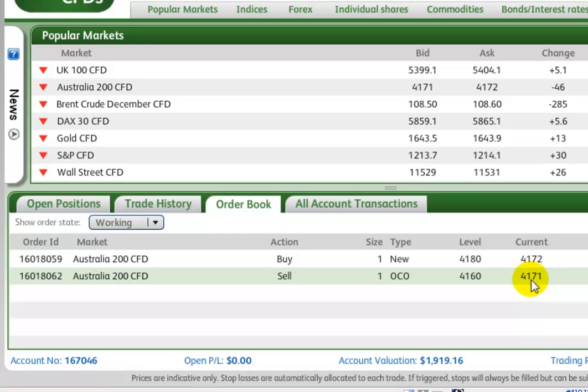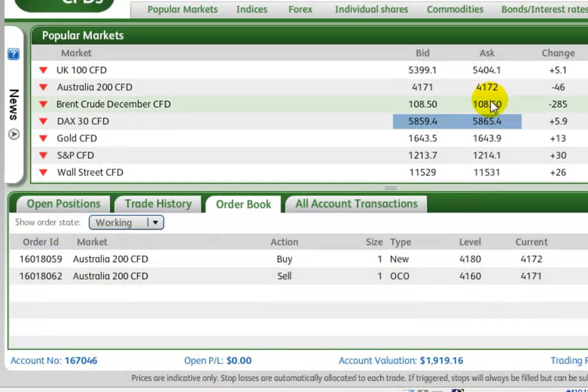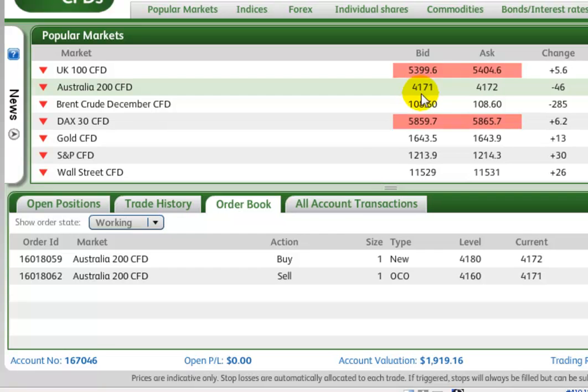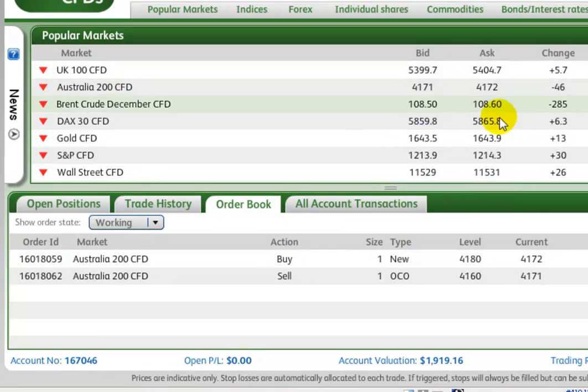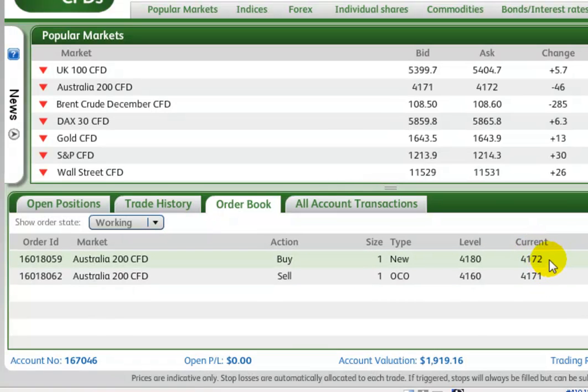Now you may be saying, well, hang on, how can the current price be both 4171 and 72? That's because when we sell to the first buyer, and when we buy off the first seller, which is 4172, hence that 1 point discrepancy there. It's actually the way it should be. So that's how we place an OCO order if we want to enter long or short. Usually works best in rapidly moving markets, especially around news items.